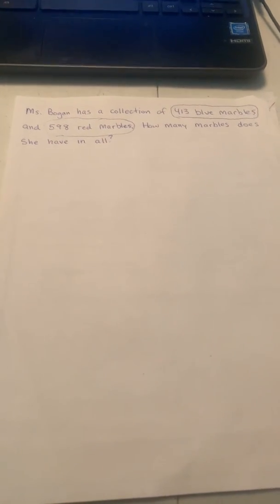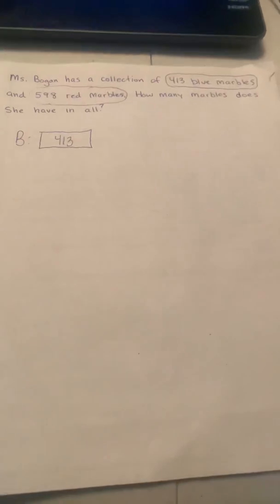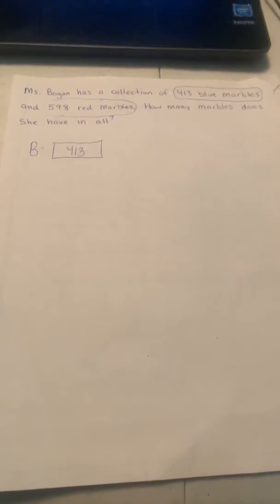With that information, I'm going to draw a tape diagram. I'm going to do my first one and put a B for blue. I'm going to draw a tape diagram, and it's going to be 413. And then I'm going to do an R for red. I'm going to make it a little bigger just because there are more red marbles than blue marbles. And I'm going to put 598.